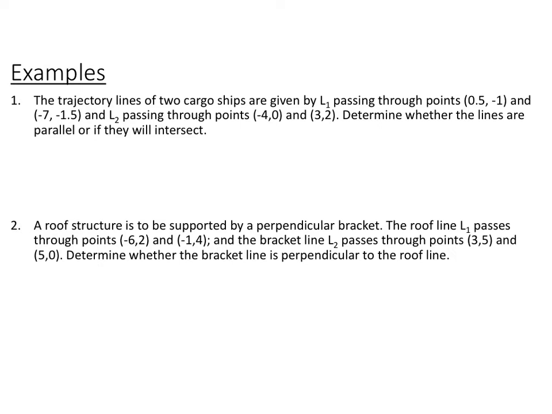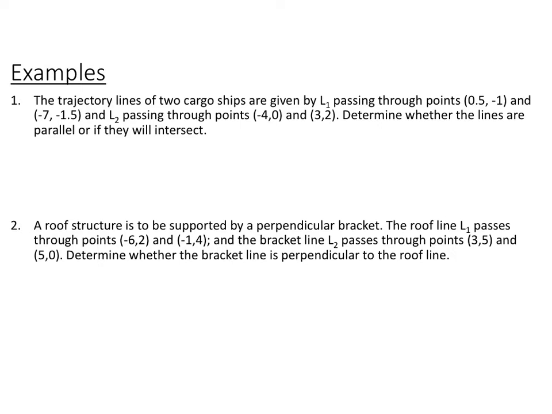And then number 2, we have a roof structure that's to be supported by a perpendicular bracket. The roof line L1 passes through the points (-6, 2) and (-1, 4). And the bracket line L2 passes through the points (3, 5) and (5, 0), and we want to determine whether the bracket line is actually perpendicular to the roof line.